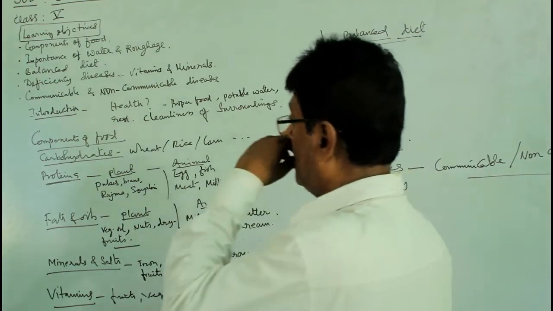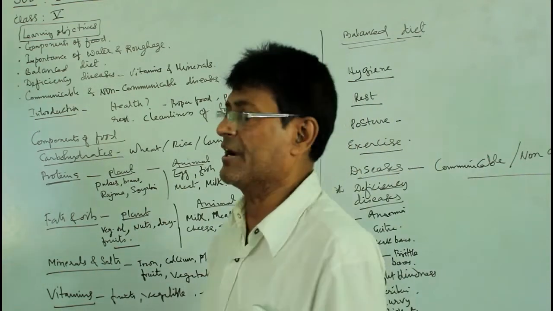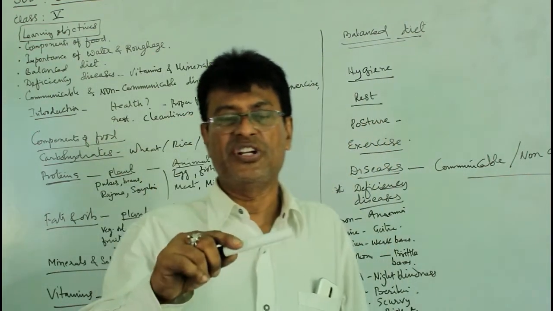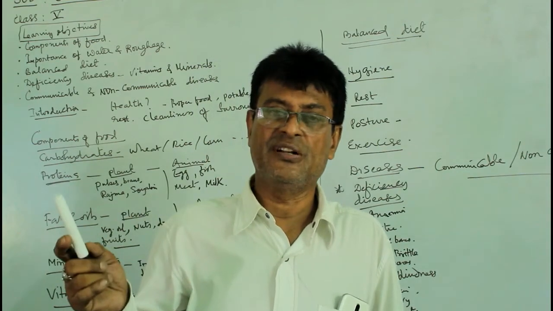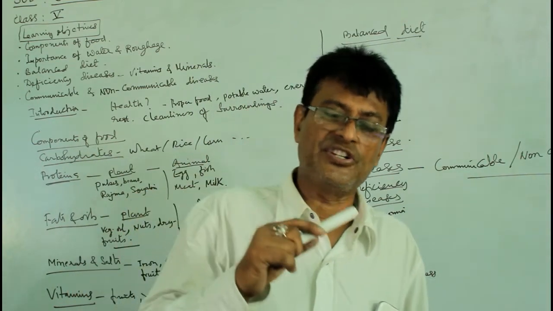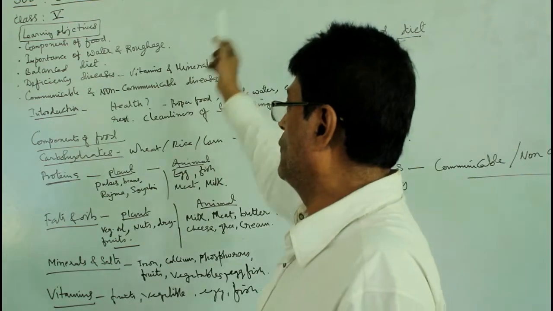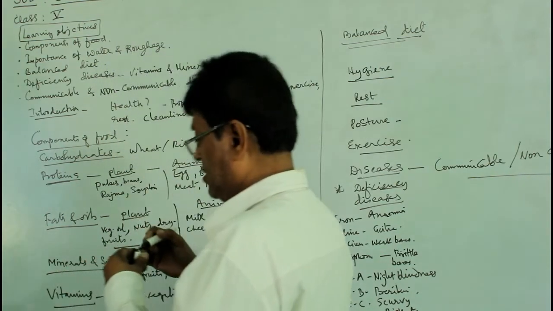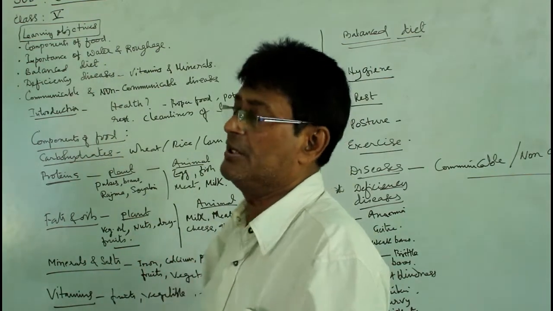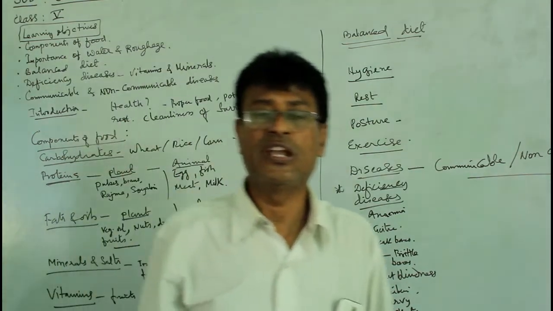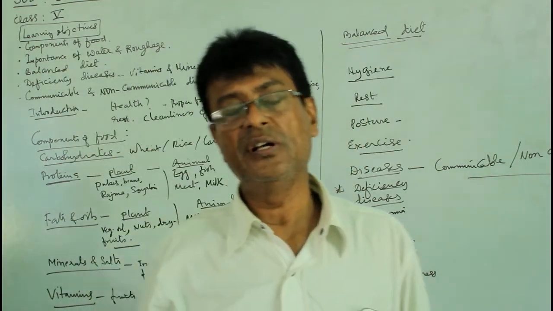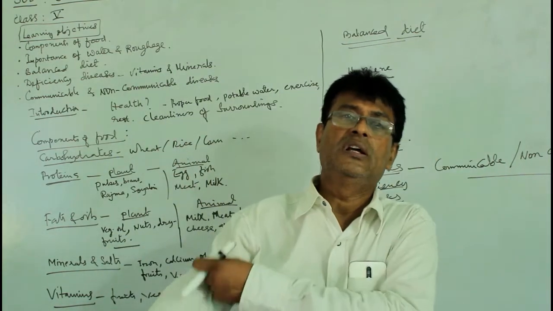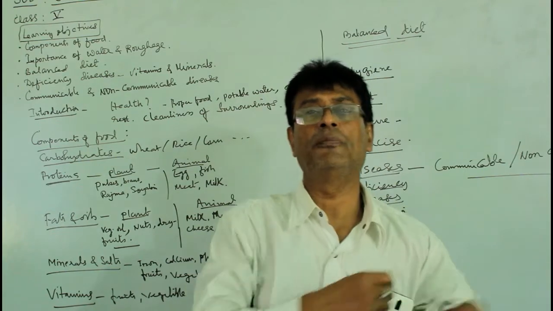Well, the components of food. When we undergo nutrition, there are different steps: ingestion, digestion, absorption, assimilation, and egestion. So in that, we need food. Food has different components. The first component is carbohydrate. It is the energy giving food. We get carbohydrate from wheat, rice, chapati, bread, potato, sweet potato, and so many other kinds of food.